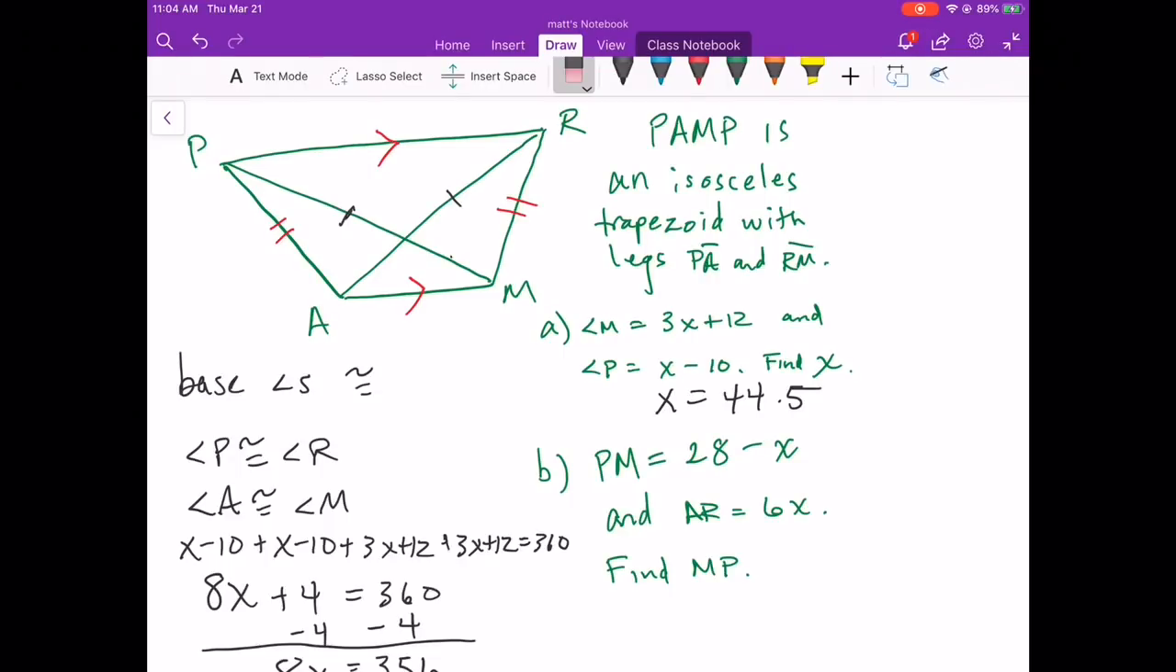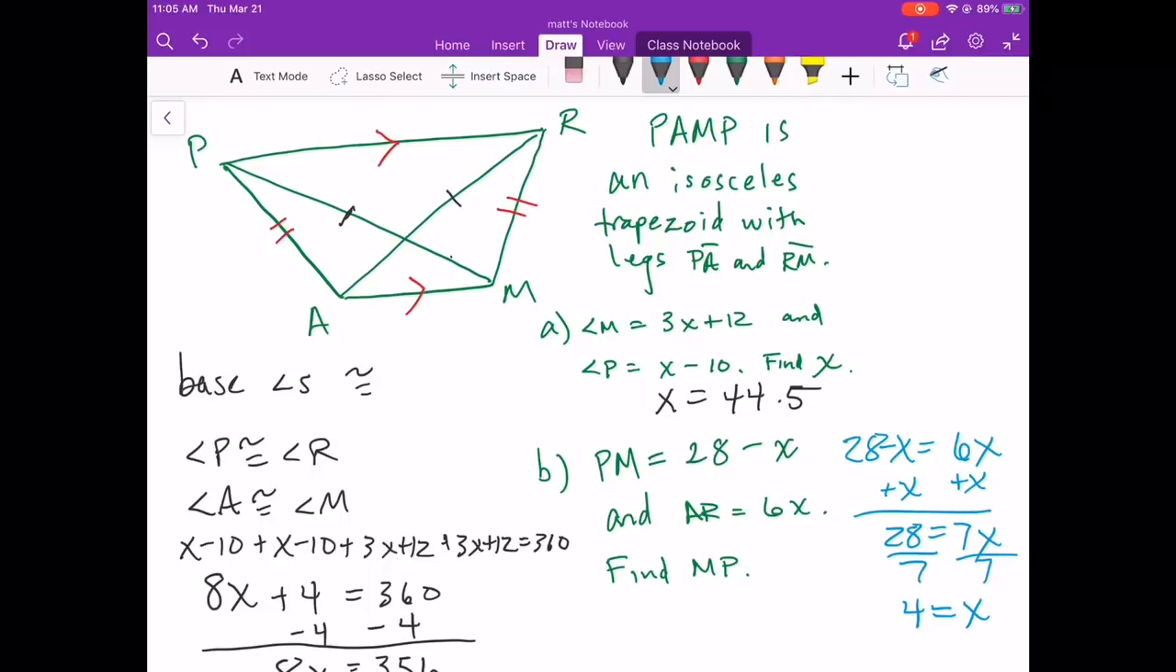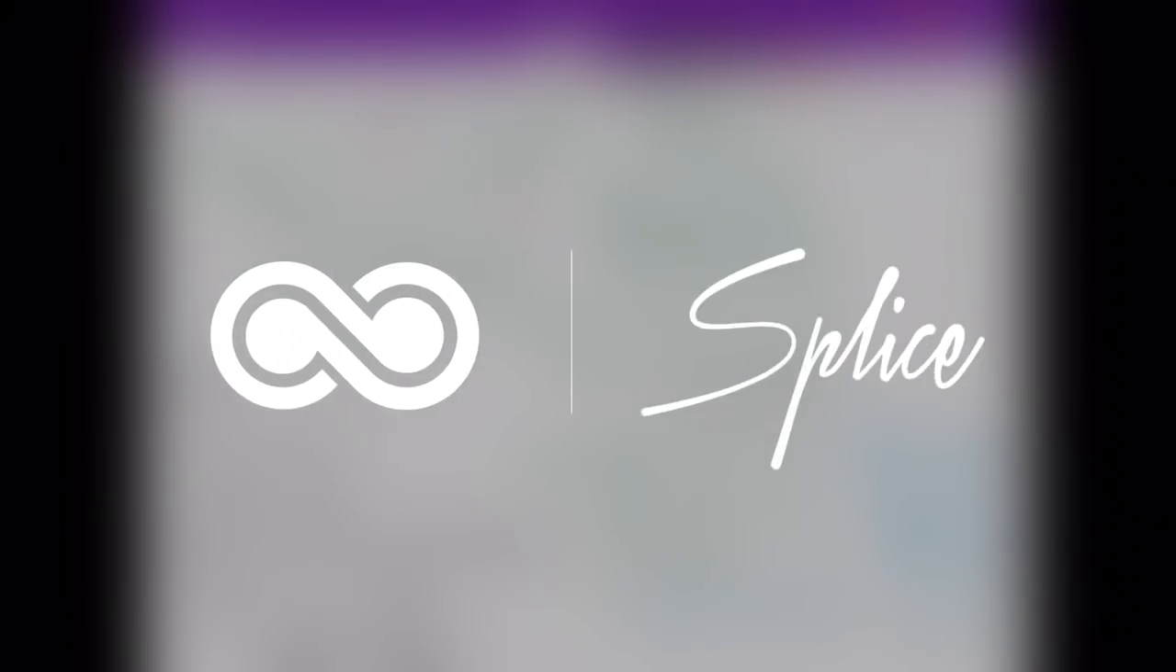So 28 minus x is 6x because the diagonals are congruent. So I'll add x to both sides. 28 is equal to 7x. So if I divide everything by 7, 4 is equal to x. Now remember, they didn't ask me to find x, they asked me to find MP. Well, MP is the same as PM, so that's the 28 minus 4 when I substitute in. So that'll be 24.